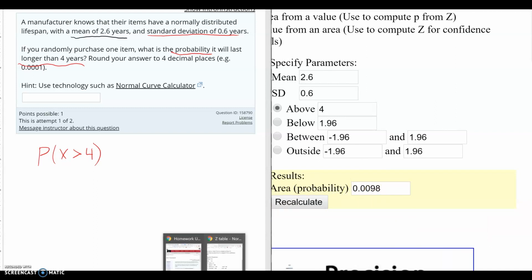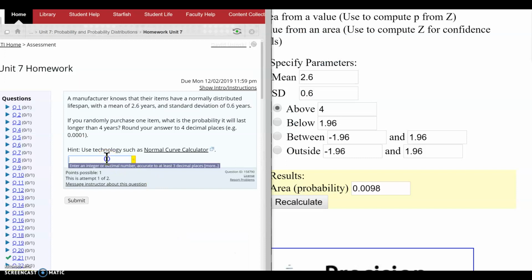So let me go back to my homework screen. So there's less than a 1% chance. 0.0098. And let's do submit.